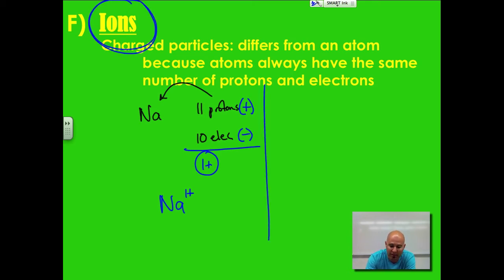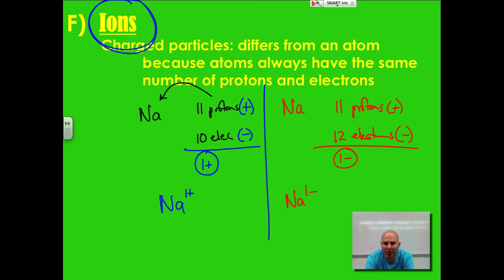Okay, we can take a look as if sodium, again, still 11 protons, which is positively charged. Let's say it gained an electron, 12 electrons. We have more negatives than positives. So we would have a 1 minus charge in this example, sodium 1 minus. Now, different atoms form different ions, and they want to form, let's say, a positive as opposed to a negative. Sodium's one of those. It would form a positive charge rather than the negative.